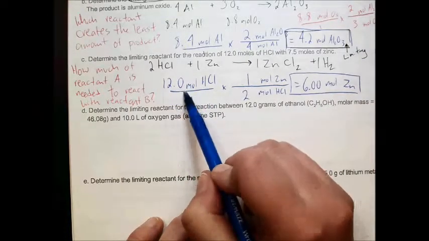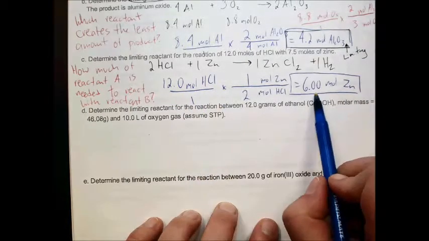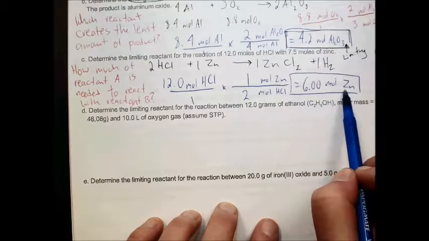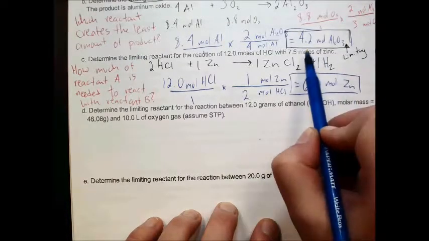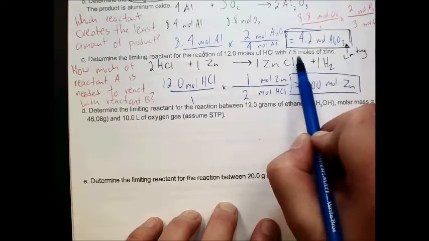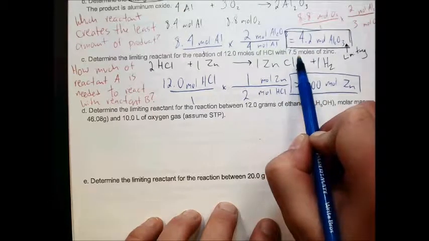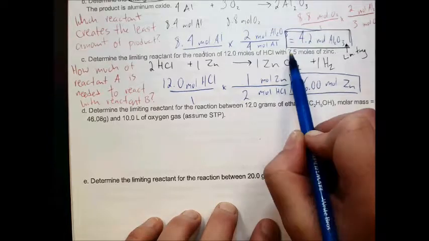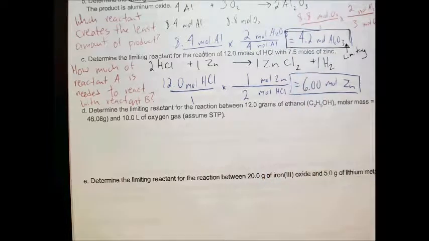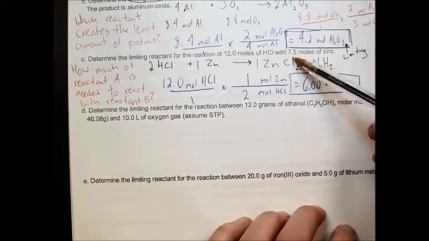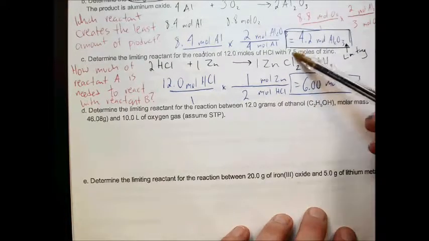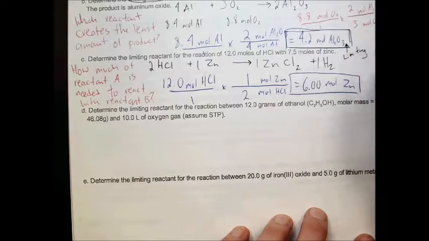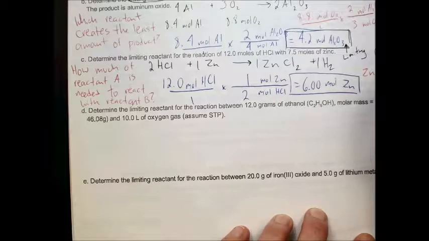So if I started with 12 moles of hydrochloric acid, I would need 6 moles of zinc for that reaction to take place. Looking back at the question, it tells me that I have 7.5 moles of zinc that's available. So is that enough? I need 6, I have 7.5. Yeah, that's plenty. I'm going to have some zinc that's left over. I'm actually going to have 1.5 moles of zinc that's left over. That tells me, so zinc is left over, which means it's an excess.